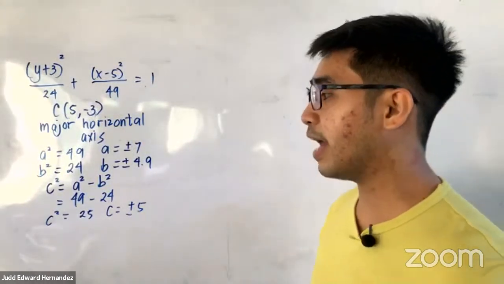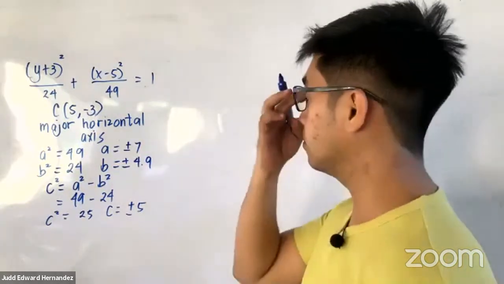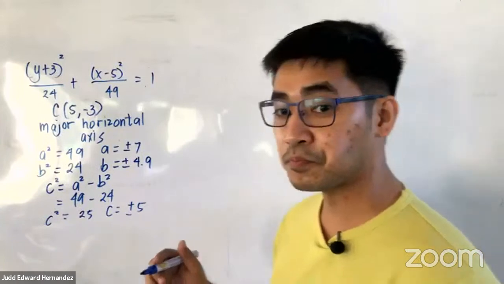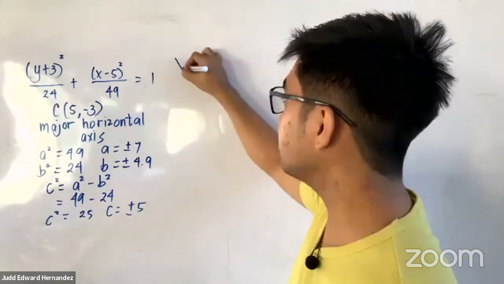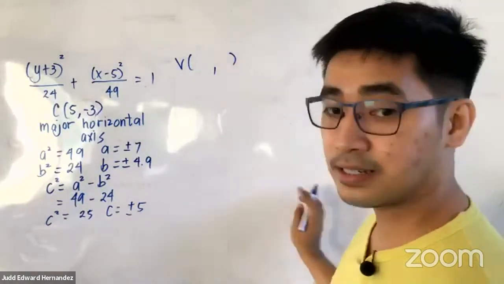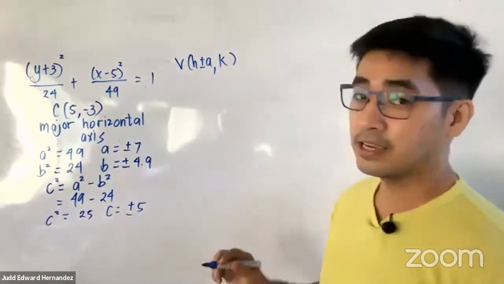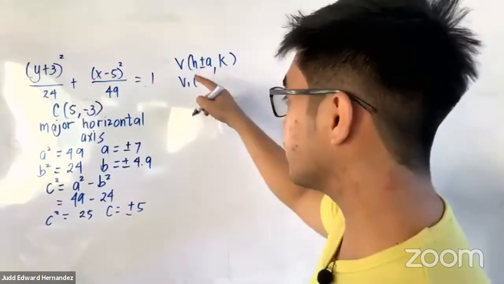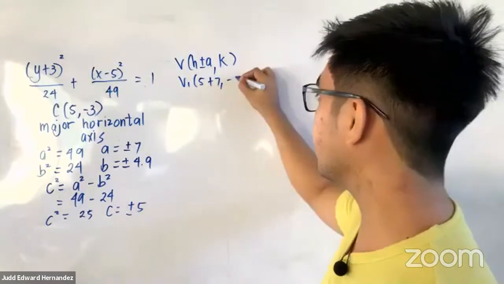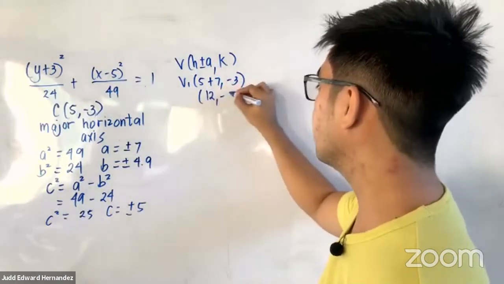So, sabi natin kanina, this is major horizontal axis. If it is major horizontal axis, how do we solve for the vertices, foci, and the co-vertices? So, in this case, dahil major horizontal axis siya, anong babaguhin natin sa kanya for the vertices? X or Y? X. Okay, therefore, this becomes (h plus minus a, k). Therefore, what is our V1? Our h is 5, our a is plus 7, and our k is negative 3. Therefore, V1 now is 5 plus 7, which is 12, negative 3.